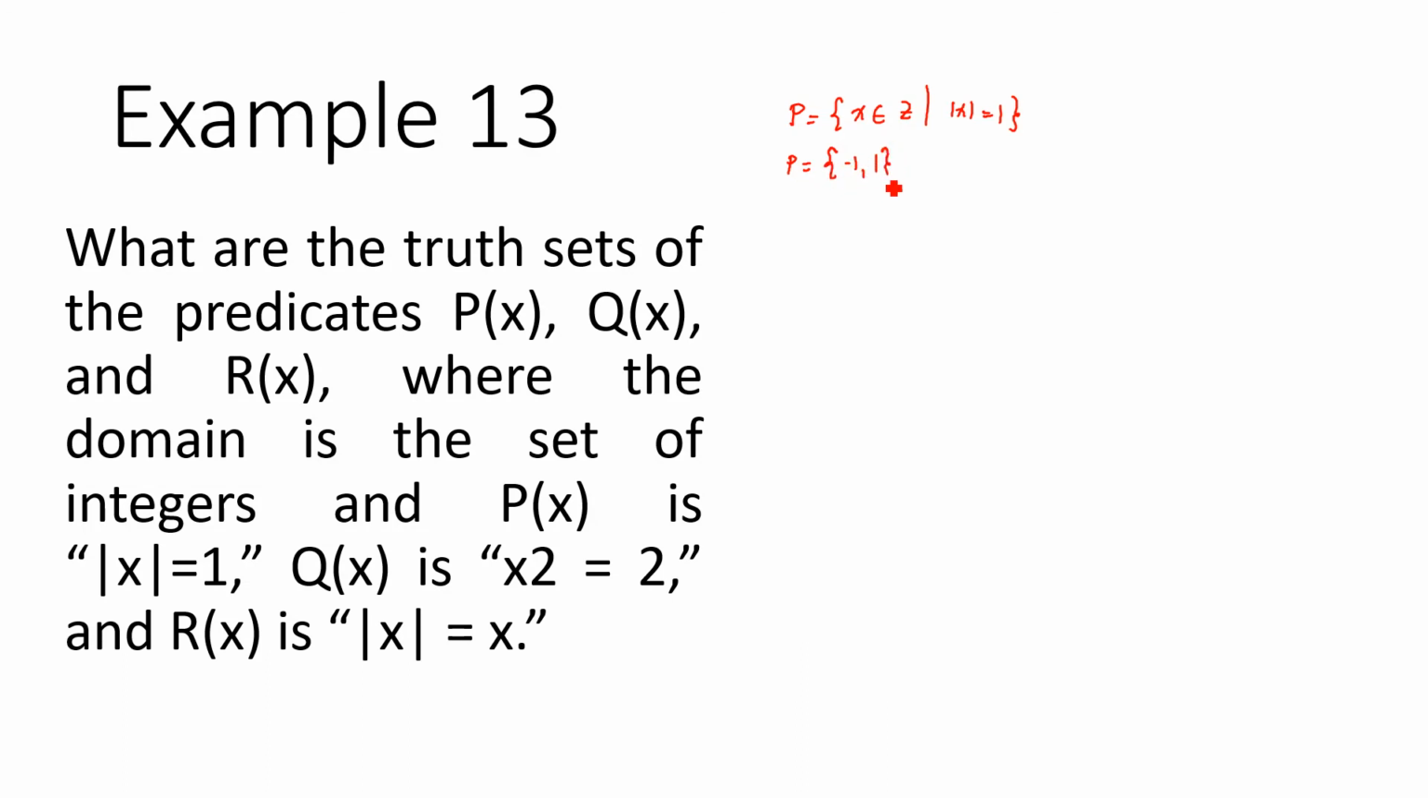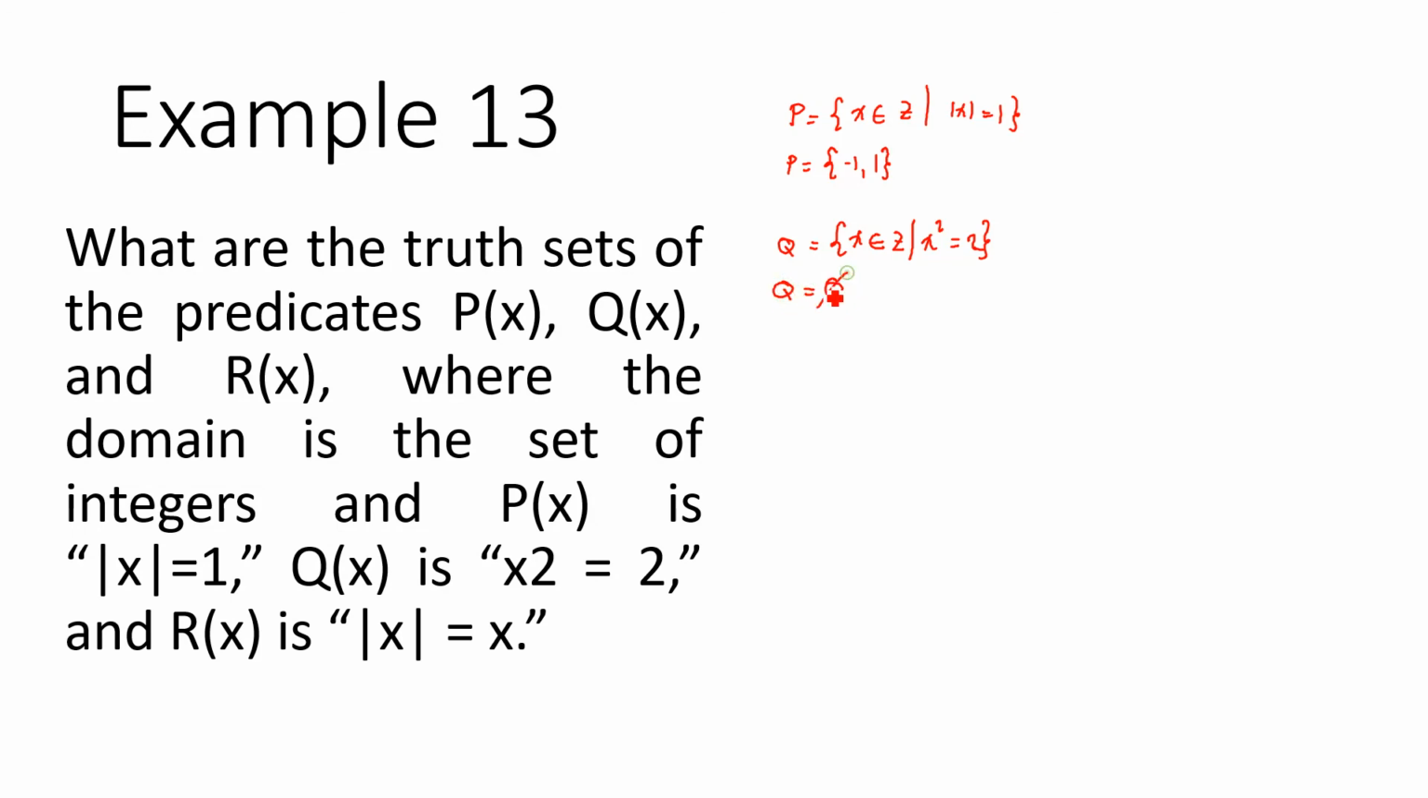For the truth set of Q, you have the x elements of Z, integers, such that x squared is equal to 2. You have the set of integers for which x squared is equal to 2. This is the empty set because there are no integers x for which x squared is equal to 2. Therefore, the truth set of Q is the empty set.